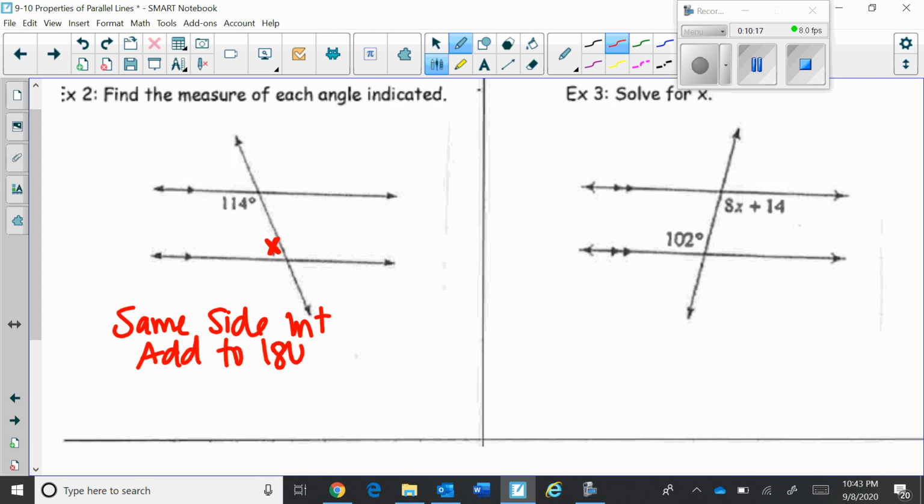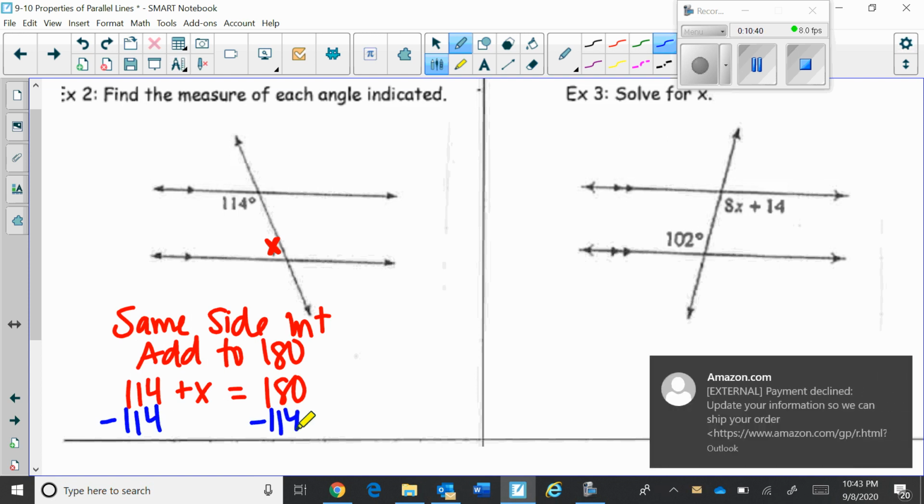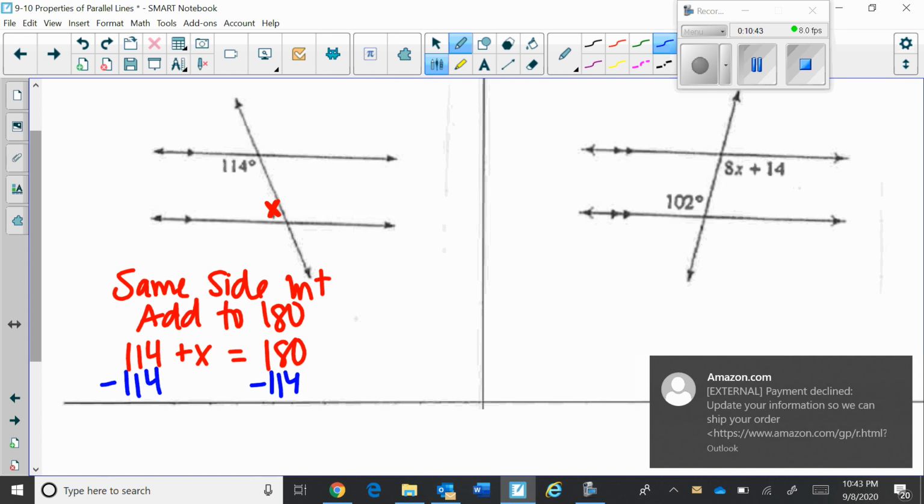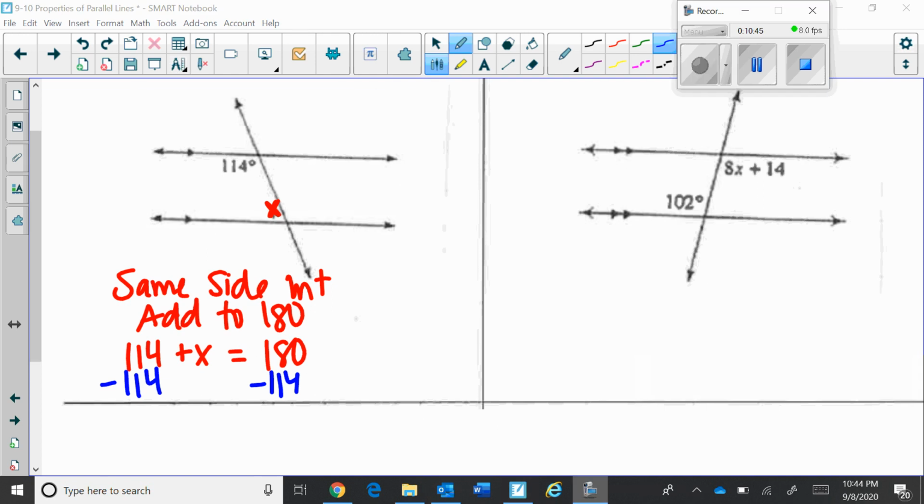All right, I want you to do this for every single problem. I know it seems monotonous. I know you're going to get annoyed with it, but I want you to do it. So if these add to 180 degrees, let's set up our equation because we actually need to solve for x. So we add them together. 114 plus x equals 180. To solve for x, we subtract 114 from both sides. And when you subtract those, we're going to be left with x equals what? x is going to be 66.